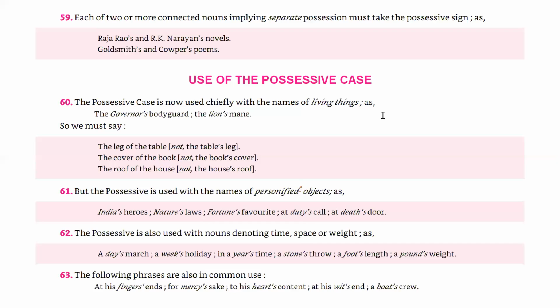But the possessive is used in the name of personified objects. Sometimes a non-living thing can be made as a person. For example, India. India is the name of a country, but many times people think that India is a motherland, she is a lady. So she begets or bears heroes. So India's heroes, nature's laws. So here nature is considered to be mother.